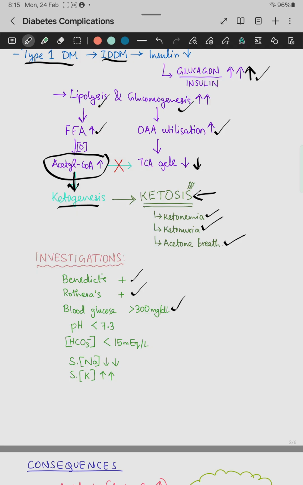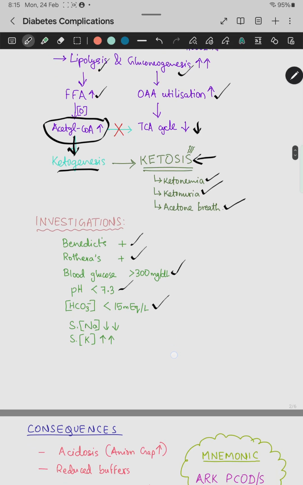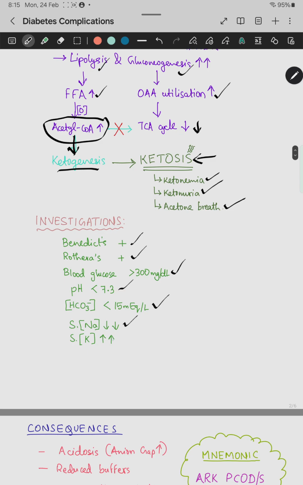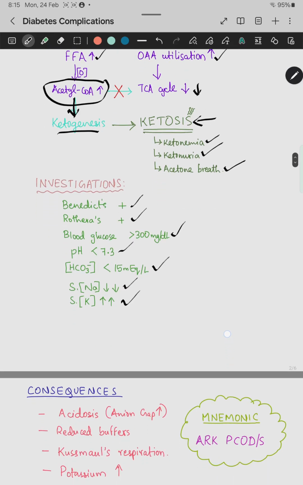So pH will be less than 7.3, and bicarbonate concentration will be less than 15 milliequivalents per liter because it's acidosis, and bicarbonate is a basic substance and it's a part of our buffer system. Its concentration decreases, and serum sodium concentration decreases and serum potassium concentration increases. So these are the investigations for diabetic ketoacidosis.